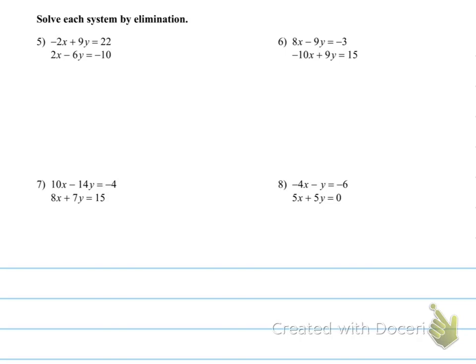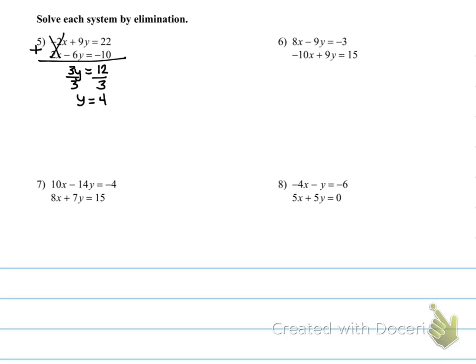So looking at number 5, we can see we have negative 2x plus 9y equals 22, and then 2x minus 6y equals negative 10. So notice you've got a negative 2x and a 2x. Okay, that's what's going to cancel out. So let's go ahead, draw our line, put a little plus sign, those cancel out. Add down with everything else. So 9 plus negative 6 gets me 3y. And then 22 plus negative 10 gets me 12. And my last step here to solve for y is just to divide by 3. So then y equals 4.